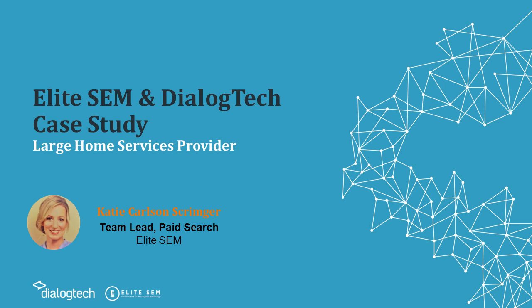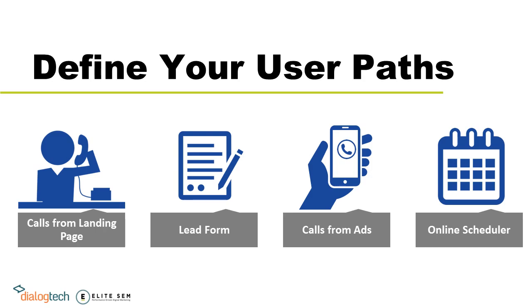About each of them. So let's dive into the case study. The first step is to define the different paths a user takes to get to the final sale. In the case of our case study, they had 4 different conversion paths. They had people calling from their landing page, they had people filling out a lead form, they had people calling from the ad directly, and then they had a scheduler on their website where you could schedule an appointment.